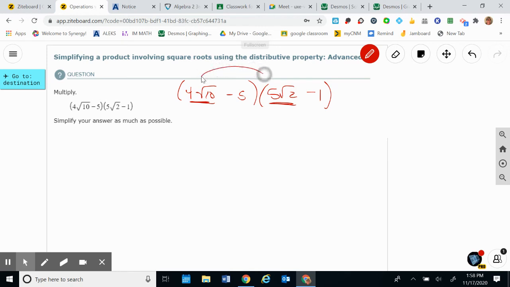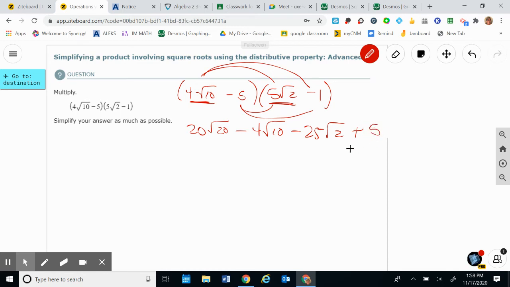So we're going to multiply. First, multiply the outsides, multiply the inside. 10 times 2 is 20. Outer, minus, multiply the outside, multiply the inside. Inner, multiply the outside, inside, whatever's there, and then plus 5. Then you need to add like terms or simplify it if you possibly can.